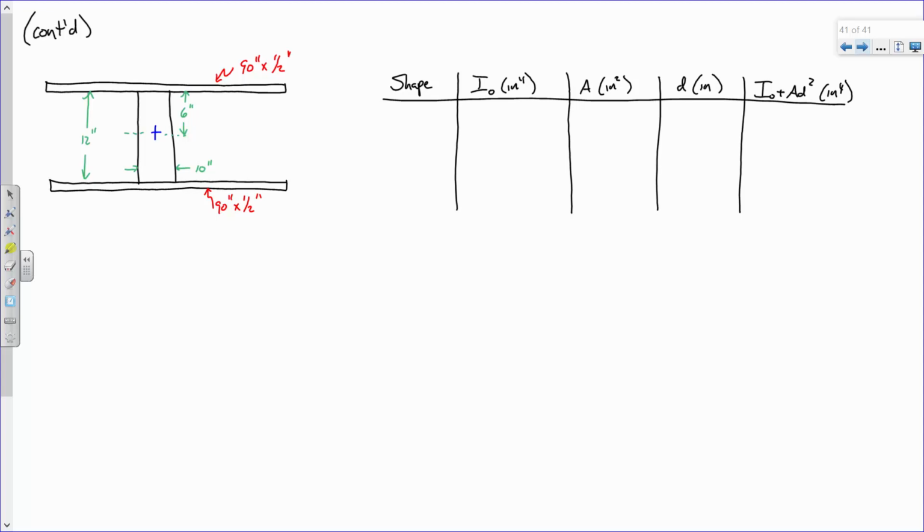So let's start off with the wooden beam, the center part. If I remember correctly, the moment of inertia was 1440. The area was 120. But what was D? 0. So what is I plus A D squared? 1440. There we go. Now what about the plates? Let's do each plate independently. Let's start off with the upper plate.